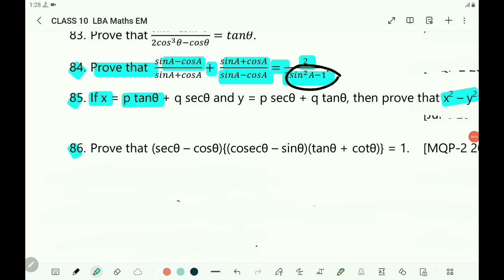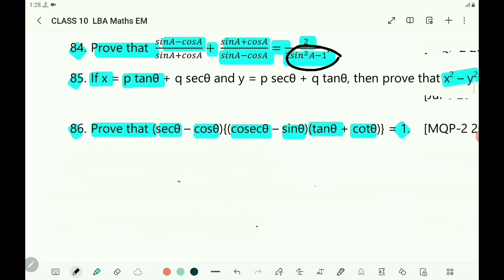Question number 86. Prove that secant theta minus cos theta into cosecant theta minus sin theta into tan theta plus cot theta is equals to 1. Here you note down what are given. In one bracket secant theta minus cos theta is there. Write that down.